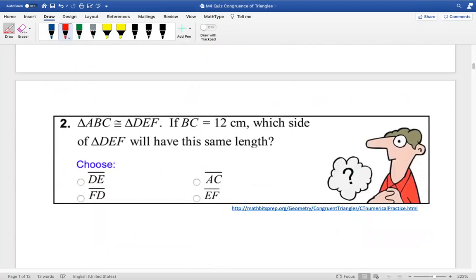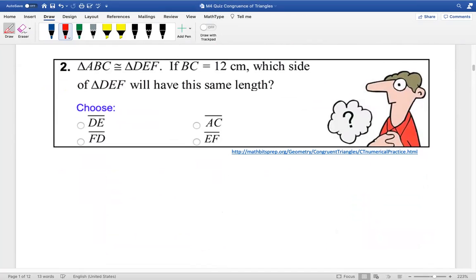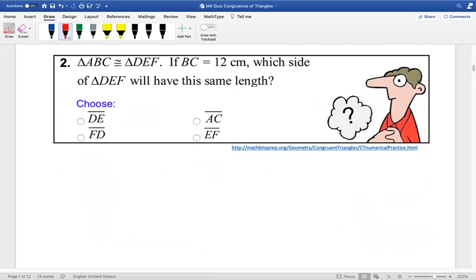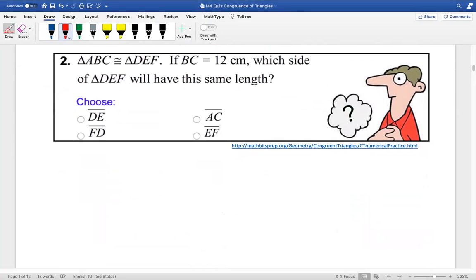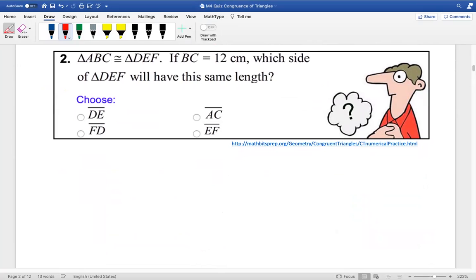Again, you may pause the video and try to answer number two on your own. Once you have the answer, you can continue playing the video and let's check if we have the same answer. All right, so in number two, triangle ABC is congruent to triangle DEF. If BC is equal to 12 centimeters, which side of triangle DEF will have the same length? In this question, I can see two methods to answer this problem. Let's have method one, the longer method.